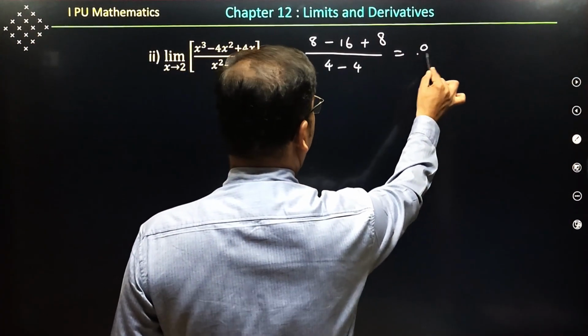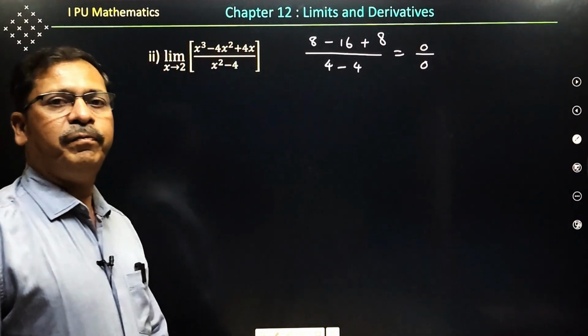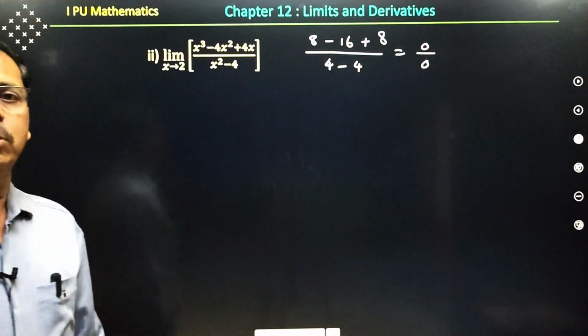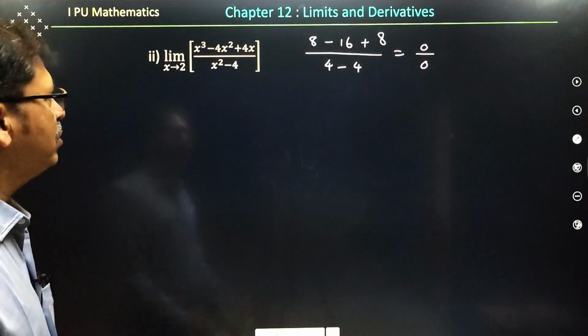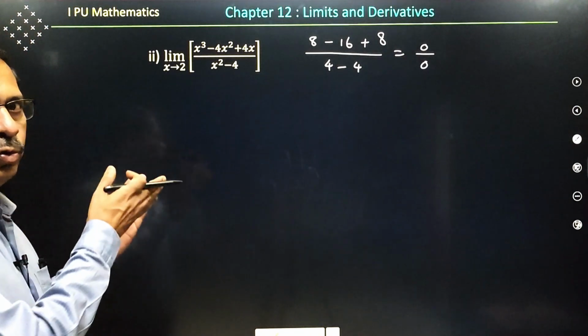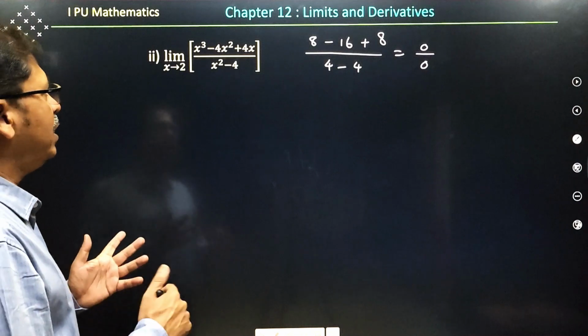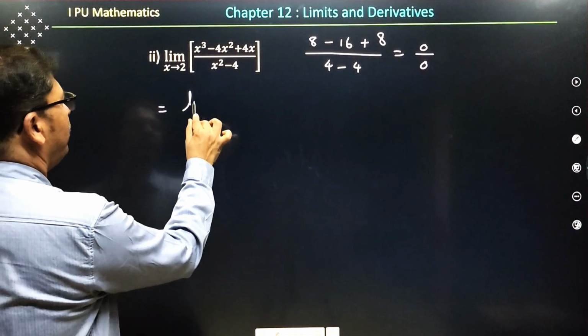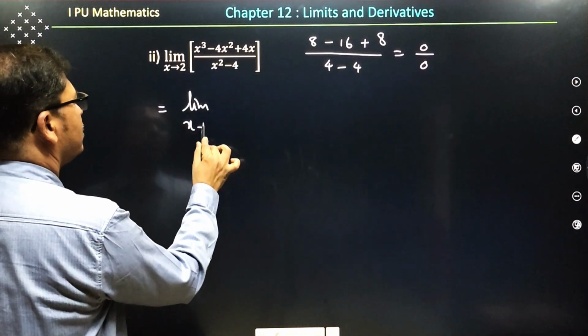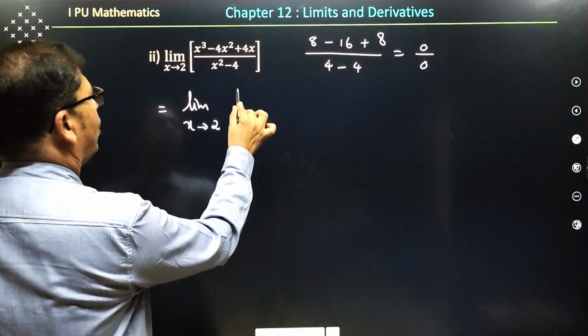So definitely it is taking 0 by 0 form. It is an indeterminate form. So we cannot directly evaluate here. Direct substitution x equal to 2 is not possible in this case. So let us try another method. Better, let me take x common from the numerator.